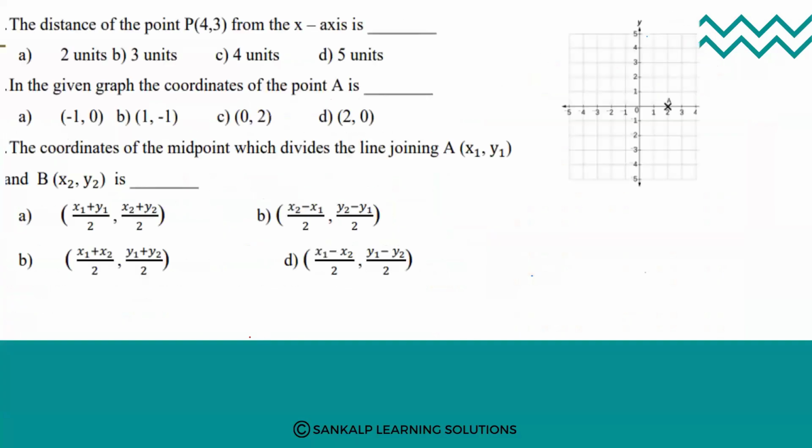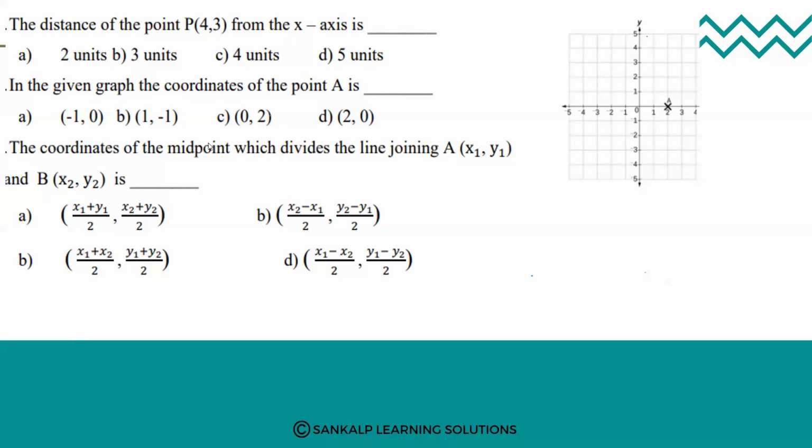Next, based on this formula, we can solve some multiple choice questions. Okay. First one is the distance of the point P (4, 3) from the x-axis. Distance from the x-axis is the distance of the point P from the x-axis.